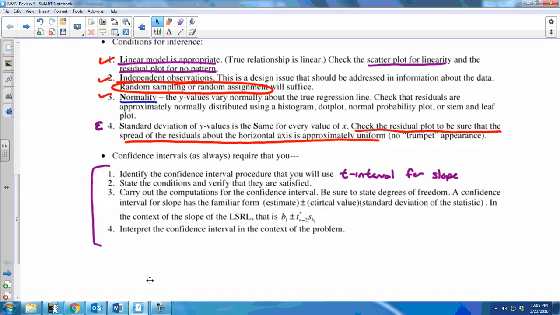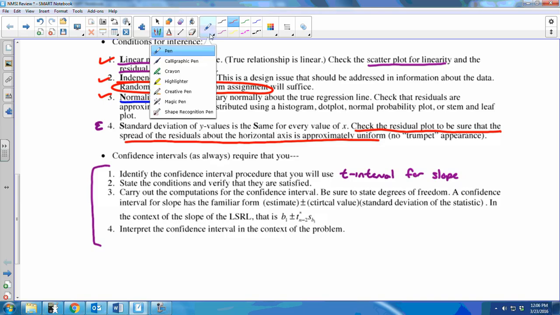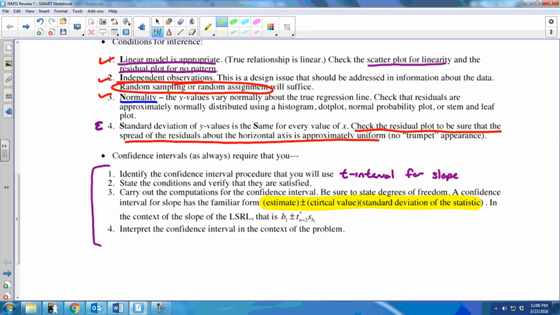They're on this piece of paper for your reference for now. If you do an interval, we name the interval, we do the conditions, then we do the mechanics. We've had the same idea for confidence intervals since the beginning: your statistic, plus or minus your critical value, times the standard deviation of the statistic. In this case, we're doing inference about slope, so your statistic, b sub 1, is the slope. Plus or minus a t critical value with n minus 2 degrees of freedom. Make sure you realize that. It's n minus 2. The rest of them we've done have been n minus 1. Times the standard deviation of the statistic, which is the standard error that's being estimated for the slope.